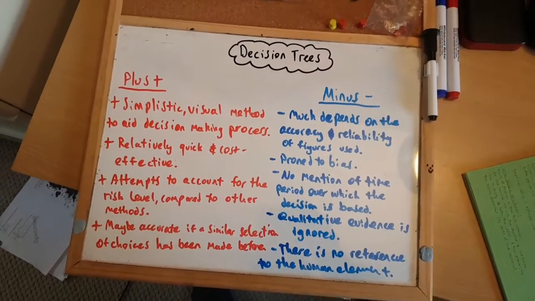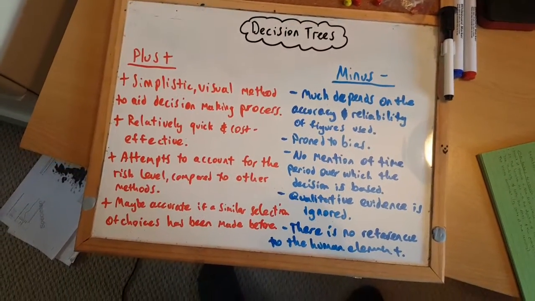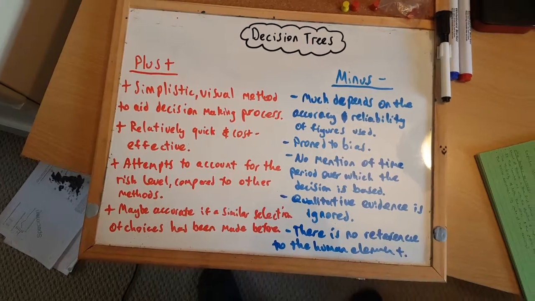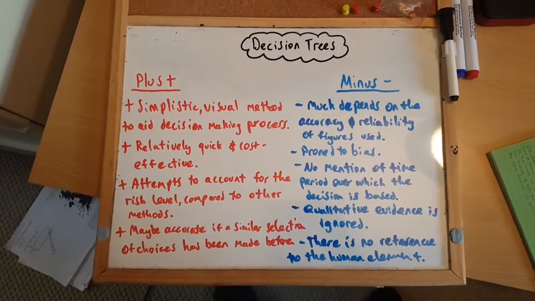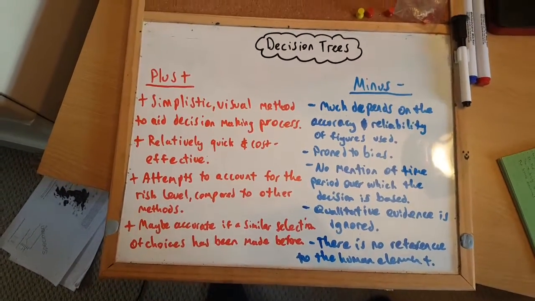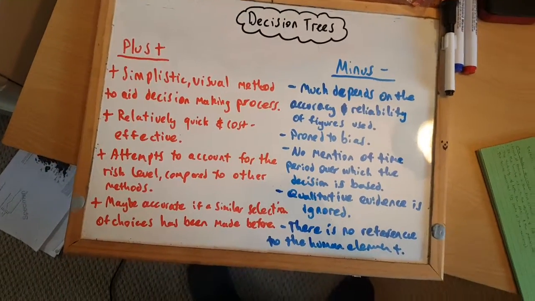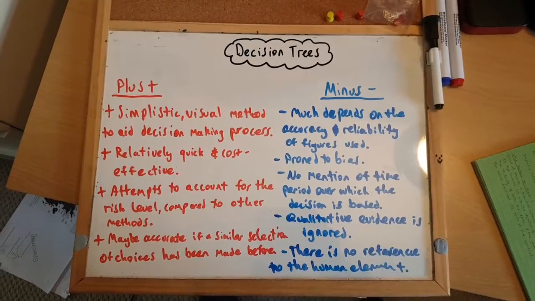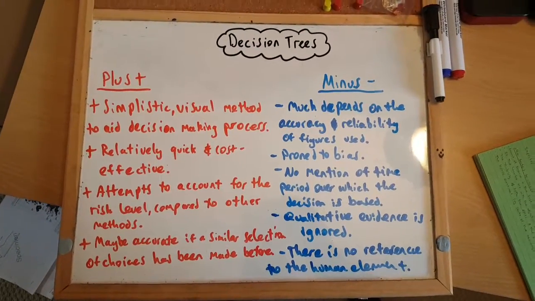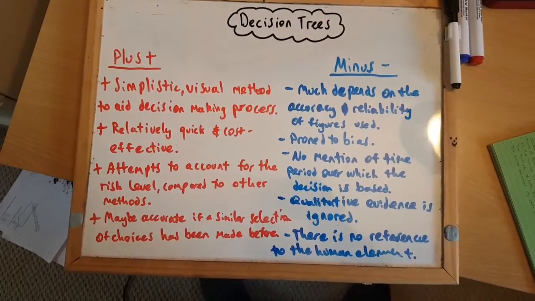Anyway, let's get into the pluses then. It's a simplistic visual method to aid the decision making process. So obviously this is good because it's easier to calculate, easier to look at, and basically more employees will be able to do it. Less hassle, less stress, can motivate employees.